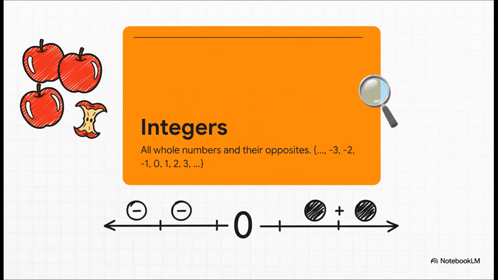But what if you owe someone 3 cookies? For concepts like debt or temperatures below freezing, we need negative numbers. So take all the whole numbers and then add their mirror images, their opposites, on the other side of 0. Now you've got the integers. This gives us that beautiful symmetrical number line, stretching out to infinity in both directions.